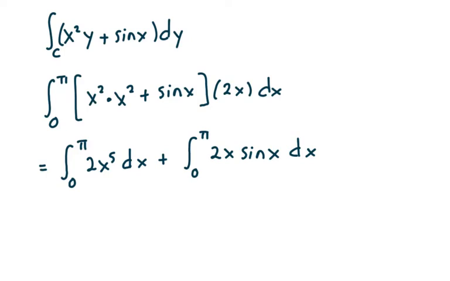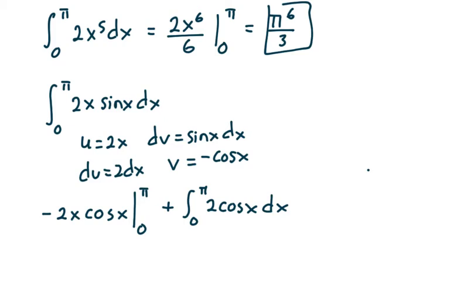I'm going to take the integral from 0 to pi of, now x squared times x squared is x to the 4th. X to the 4th times 2x is 2x to the 5th. So I broke up this integral. So I have that integral. And then I'm going to take the integral from 0 to pi of 2x sine x dx. And so on the next couple pages, I evaluate each integral separately. So if you notice over here, the integral from 0 to pi of 2x to the 5th dx is pi to the 6th over 3.